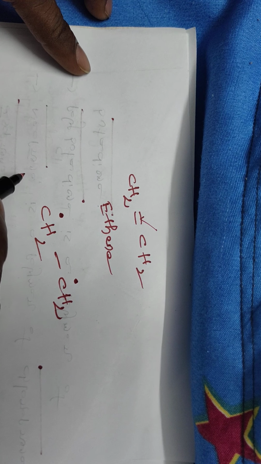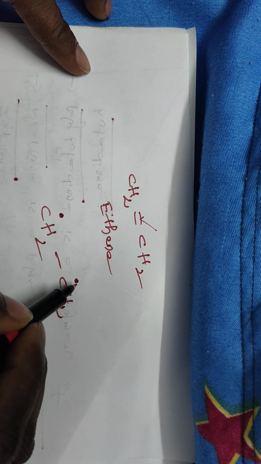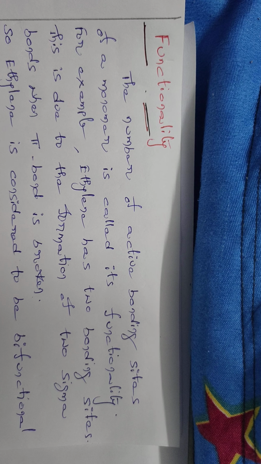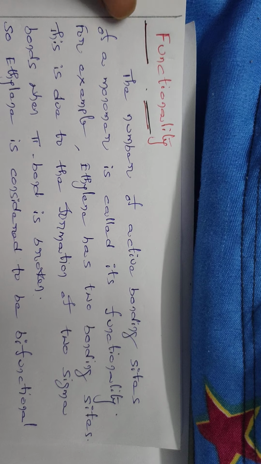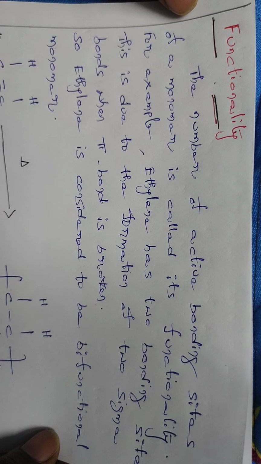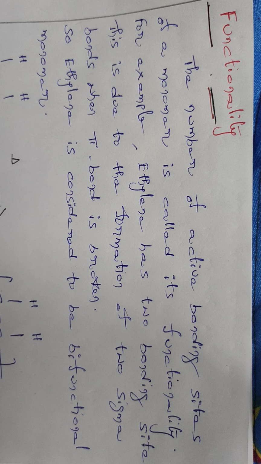So what is the functionality? The functionality of ethene monomer is 2. Ethylene has 2 active bonding sites because the ethylene molecule has 1 pi bond. By breaking the pi bond, it produces 2 active bonding sites. This is due to the formation of 2 sigma bonds when the pi bond is broken. So ethylene is considered to be a bifunctional monomer.